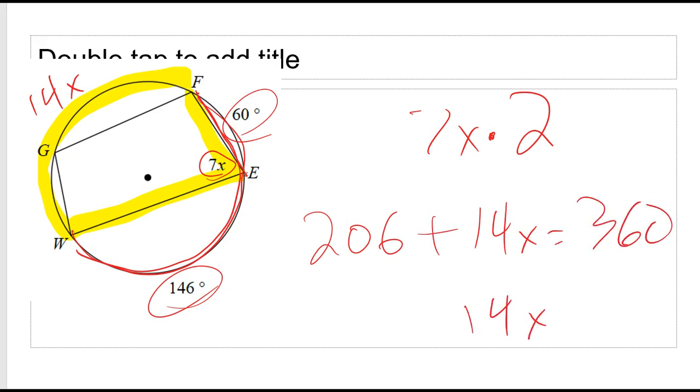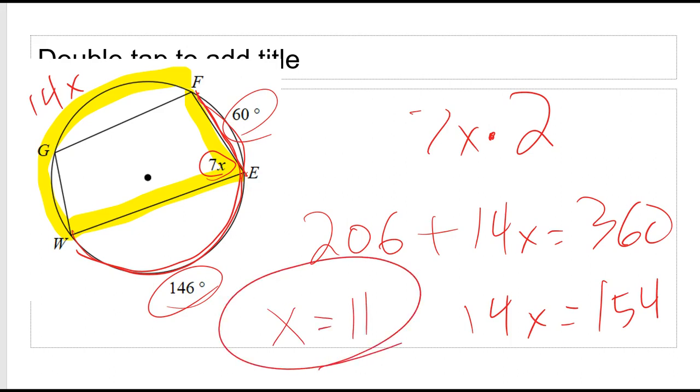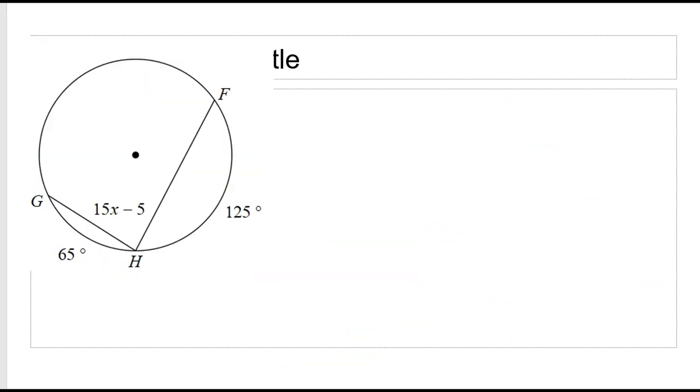So we're going to subtract 206 from both sides. We get 360 minus 206, and we get 154. We're going to divide by 14 on both sides, and we're going to get x equals 11. So that's my answer. So you can see, guys, we use definitions and theorems to figure out how to do the problem. Alright, so you're going to kind of see, guys, a lot of problems happen more than once.